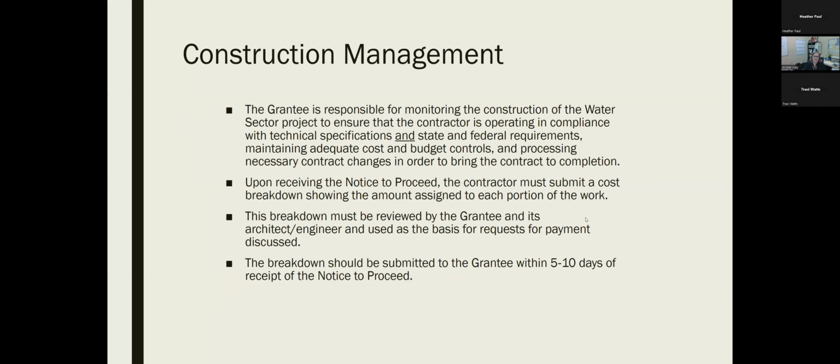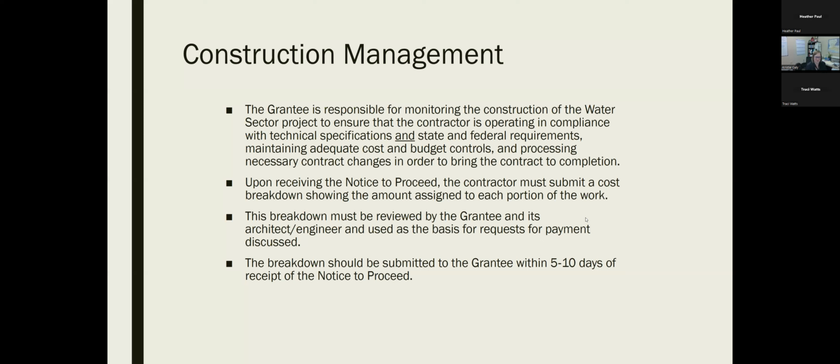So the grantee is responsible for monitoring the construction of the water sector project to ensure that the contractor is operating in compliance with the technical specifications and state and federal requirements, maintaining adequate cost and budget controls, and processing the necessary contract changes in order to bring the contract to completion. Upon receiving the notice to proceed, a contractor must submit a cost breakdown showing the amount assigned to each portion of the work. This breakdown must be reviewed by the grantee and its engineer or architect and used as the basis for requests for payments.